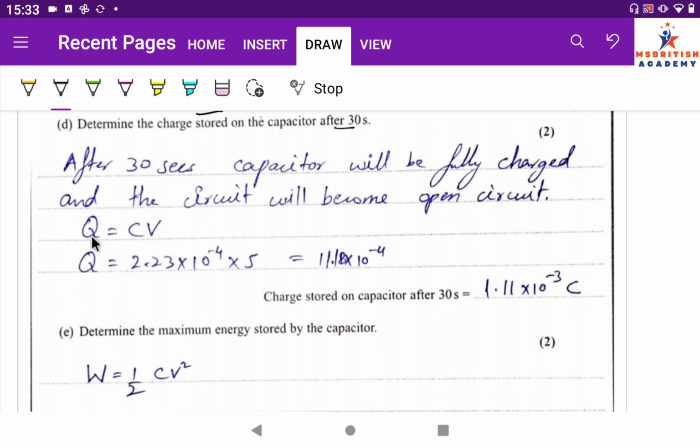So Q is equal to CV. We have calculated C as 2.23 into 10 raised to minus 4, multiplied by the voltage 5. The charge stored on the capacitor after 30 seconds is 1.11 into 10 raised to minus 3 coulombs.